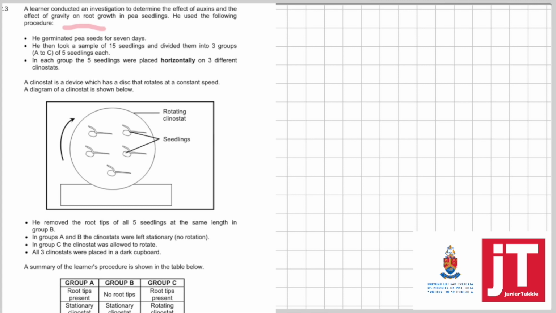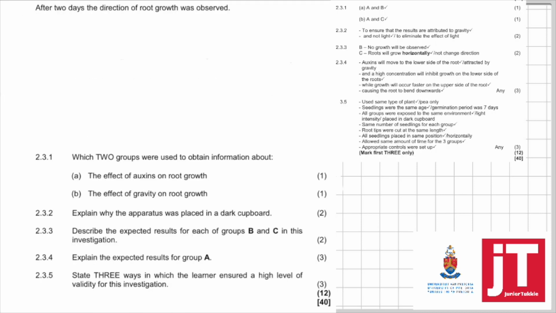A. Root tips present, clinostat stationary. Group B. No root tips, stationary clinostat. Or Group C. Root tips present, rotating clinostat. Right. After 2 days, the direction of the root growth was observed.